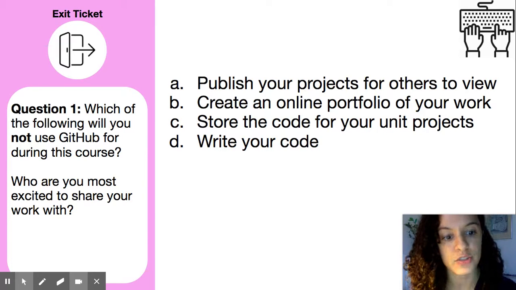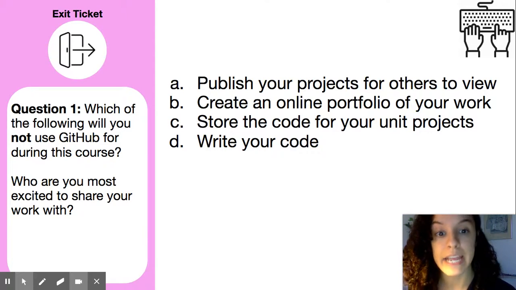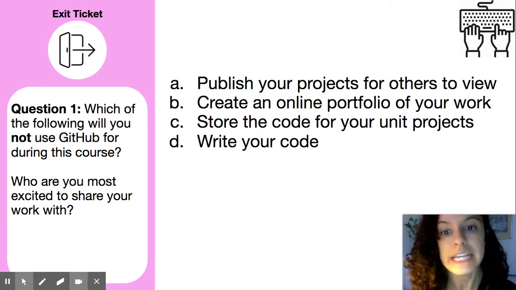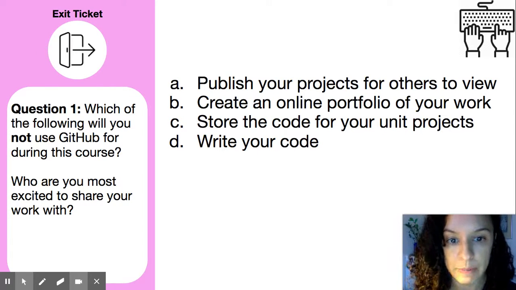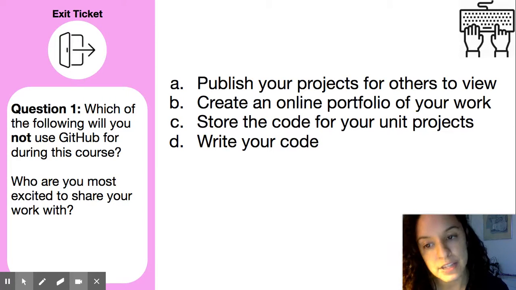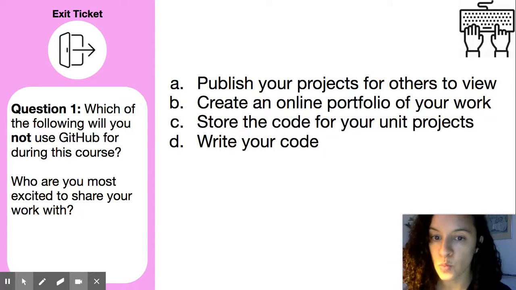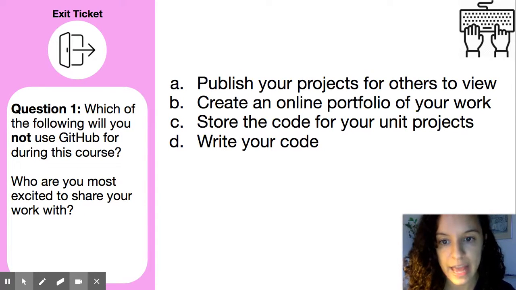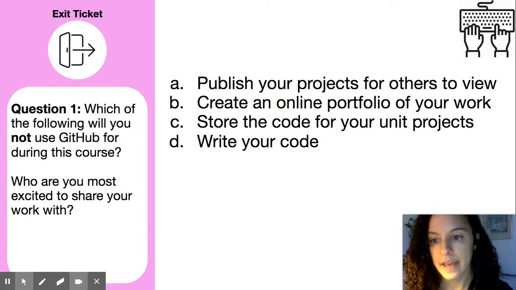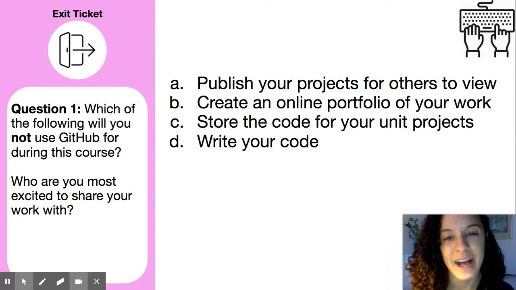A, publish your projects for others to view. B, create an online portfolio for your work. C, store the code for your unit projects. D, write your code. Okay, so go to Google Classroom, go to this unit. This is unit 5, lesson 1, and answer A, B, C, or D. And then you can also tell us, who are you most excited to share your work with? I'm very curious, who are you sharing your projects with?